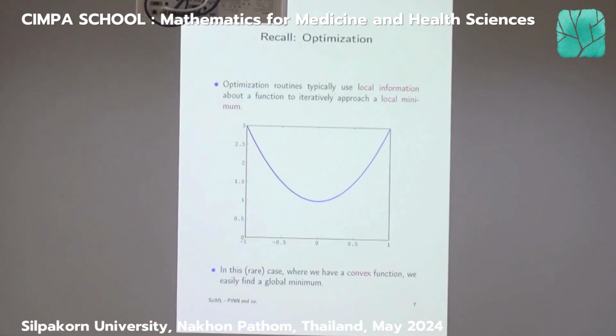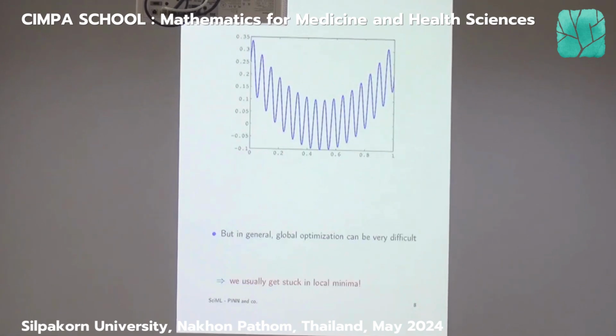Typically, optimization routines use what's called local information of a function and then iteratively try to approach a local minimum. In the very rare case, the function is convex, and then we can have explicit uniqueness of a single global minimum, which is this one. But in reality, this is more the reality, and this is reality in one dimension, where y is a function of a single variable.